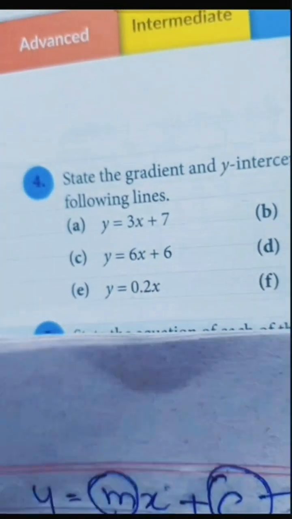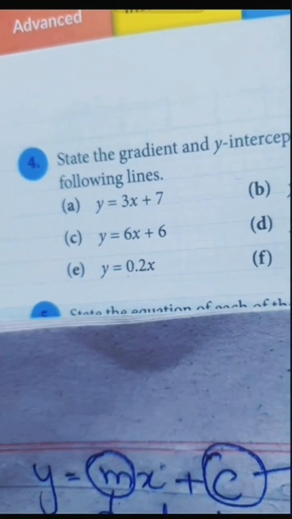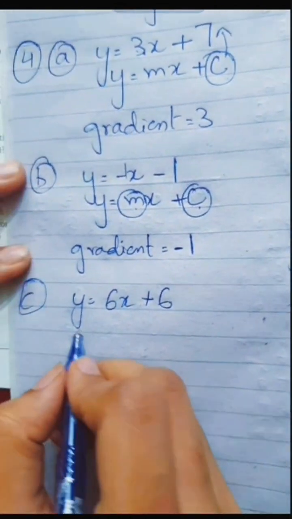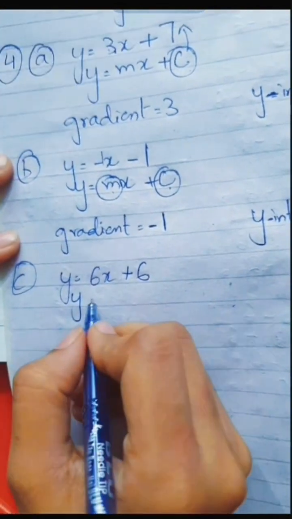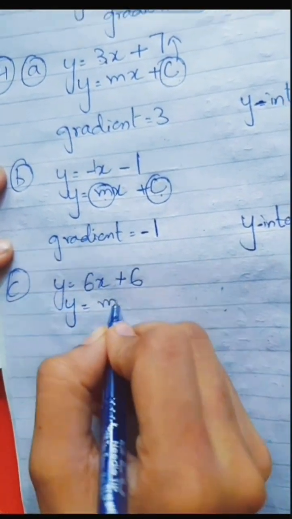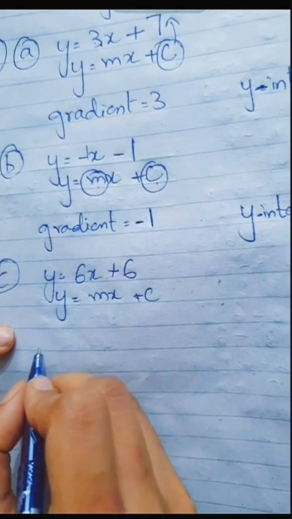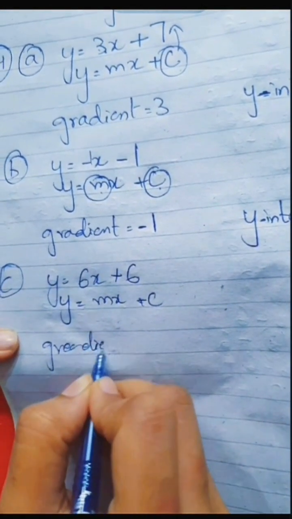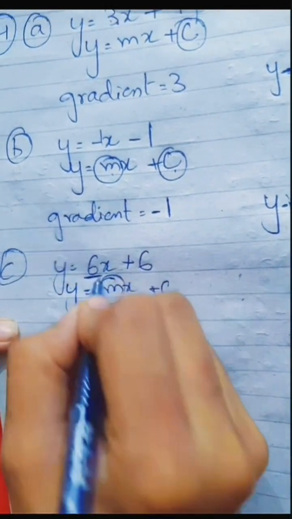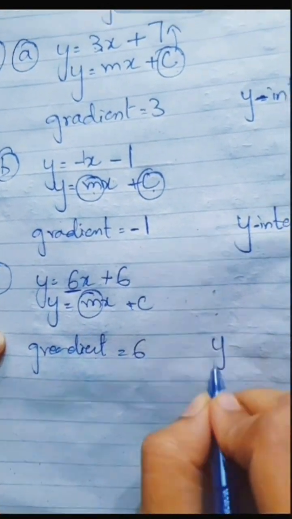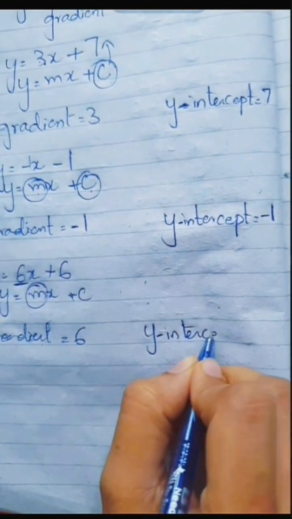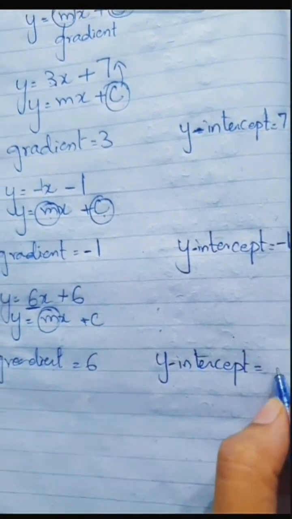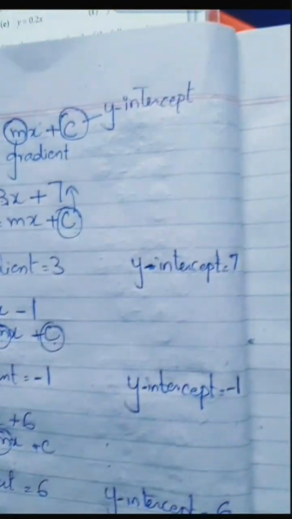y is equals to 6x plus 6. Okay, so now we are doing directly. This is our formula. I am again writing formula. Gradient is equals to, what is the value of m? Value of m is 6 and y-intercept is 6 as well. Now move to part D.